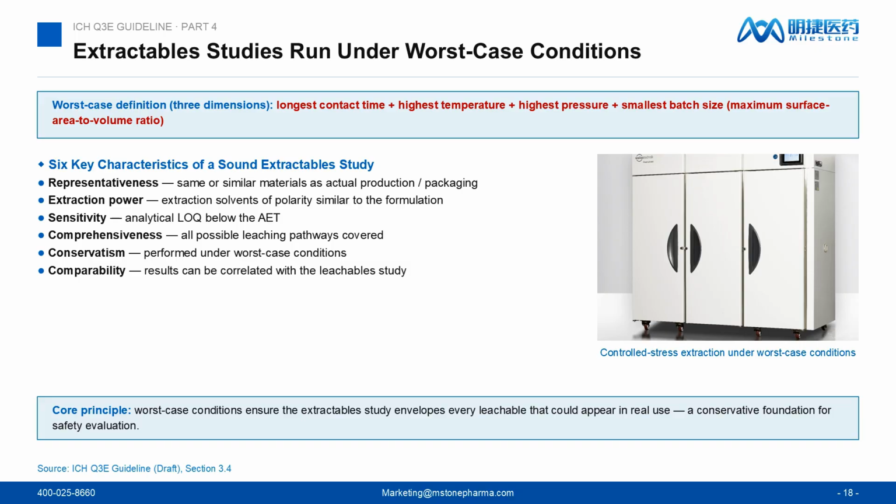Sensitivity. The analytical method's quantitation limit must sit below the AET, otherwise you can't prove compounds are below the AET. Comprehensiveness, cover every leaching pathway. Conservatism, always err on the side of harsher conditions. Comparability, design the study so results can later be correlated with leachables data. This pays off enormously, as we'll see on slide 4.7. Get these 6 right, and one extractable study can support your product for years. Get them wrong, and you'll be repeating studies at the worst possible time.